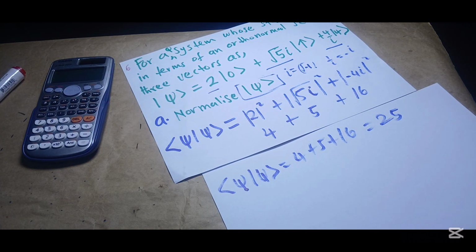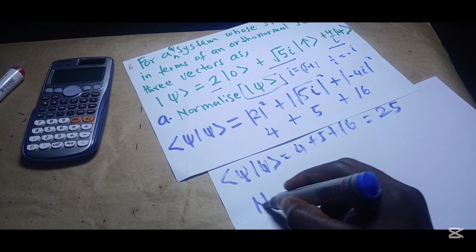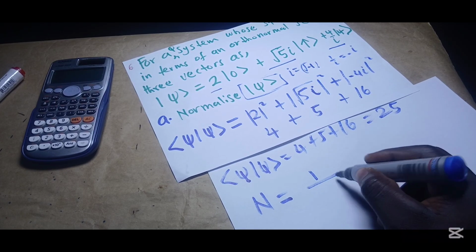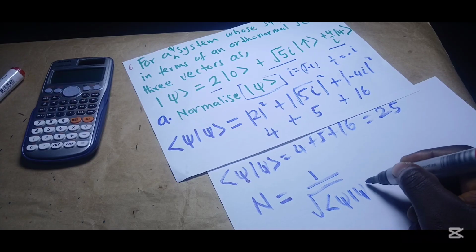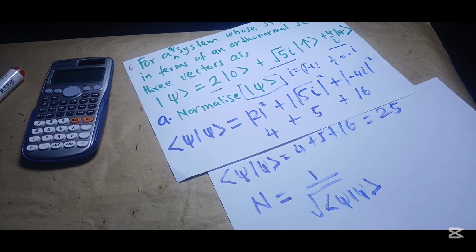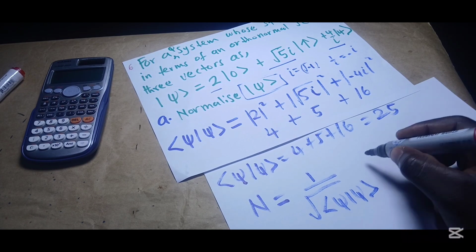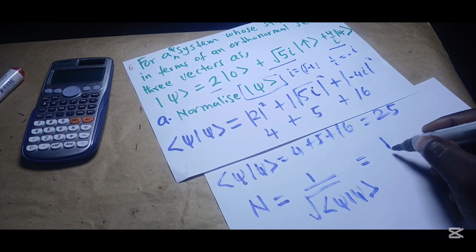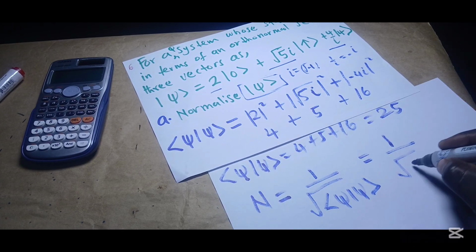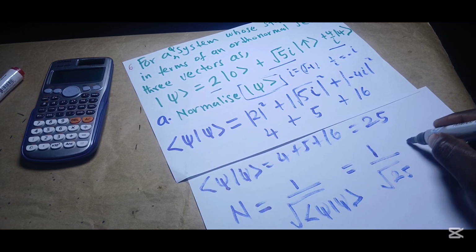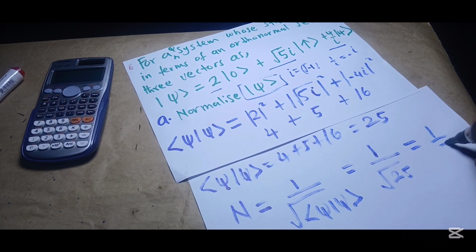Now that we are done with our norm, we calculate our normalization constant. The normalization constant equals 1 over the square root of the norm. And our norm is 25. So this is going to be 1 over the square root of 25, and the square root of 25 gives us 5, so 1 over 5.